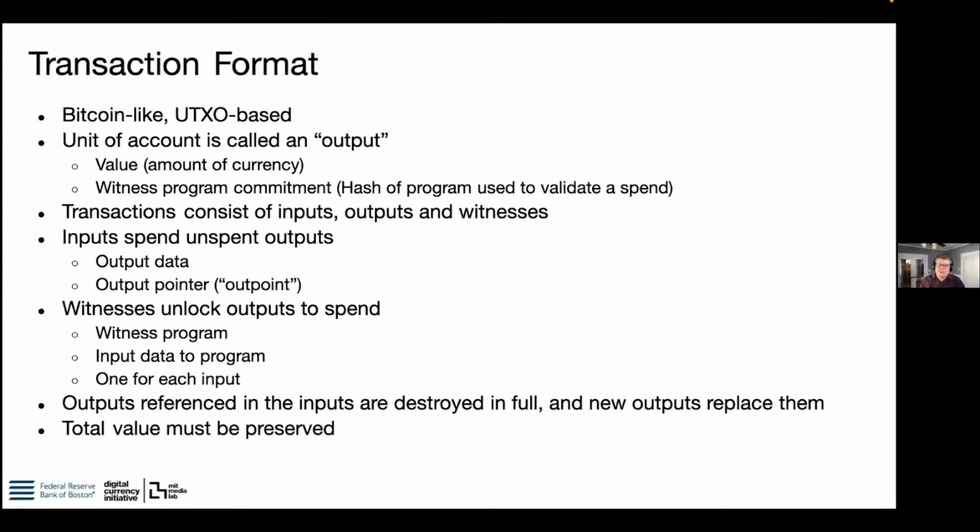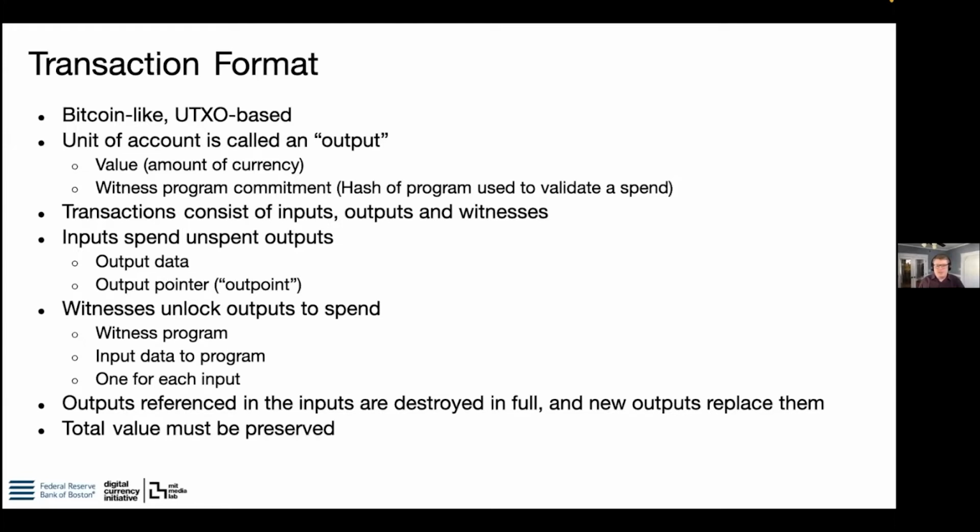So what that means is that the unit of account in the system is an output. That consists of a value, the amount of money that the output stores, as well as this thing called a witness program commitment. And this is equivalent to a script hash. So we're taking some rules that we're going to use to lock up the funds to determine how they can be spent, and we're going to take a hash commitment of those rules and place them in the output.